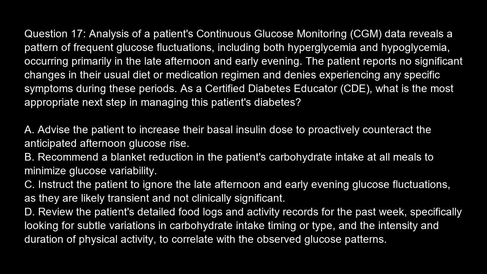patient's diabetes? Option A. Advise the patient to increase their basal insulin dose to proactively counteract the anticipated afternoon glucose rise. Option B. Recommend a blanket reduction in the patient's carbohydrate intake at all meals to minimize glucose variability. Option C. Instruct the patient to ignore the late afternoon and early evening glucose fluctuations, as they are likely transient and not clinically significant.